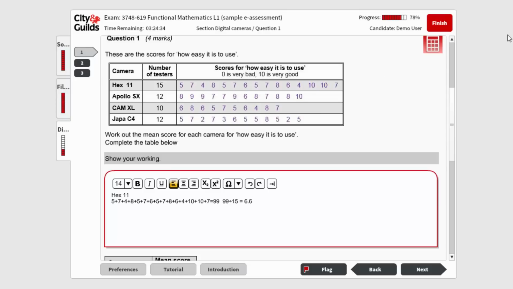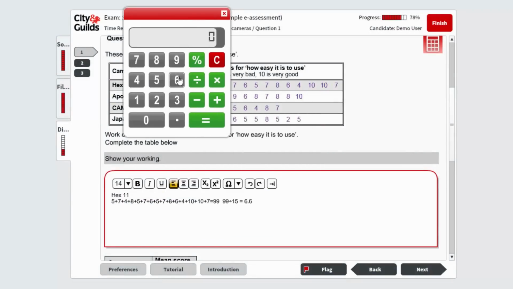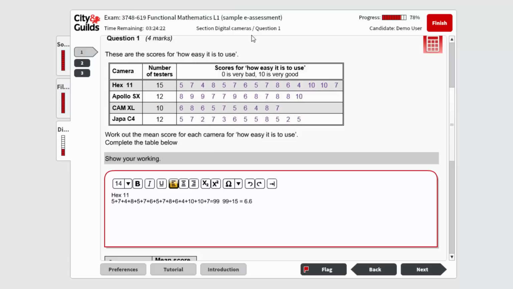Again, feel absolutely free to use a calculator. Just click on the button, type in the sum you want to do. So it's 99 divided by 15, 6.6. So yeah, I'm right, good. Okay, so I'm just trying to brush up on my arithmetic a bit. It's a bit out of practice.